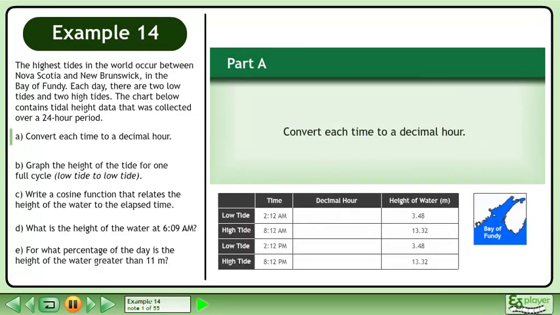The highest tides in the world occur between Nova Scotia and New Brunswick in the Bay of Fundy. Each day, there are 2 low tides and 2 high tides. The chart below contains tidal height data that was collected over a 24-hour period. In Part A, convert each time to a decimal hour.